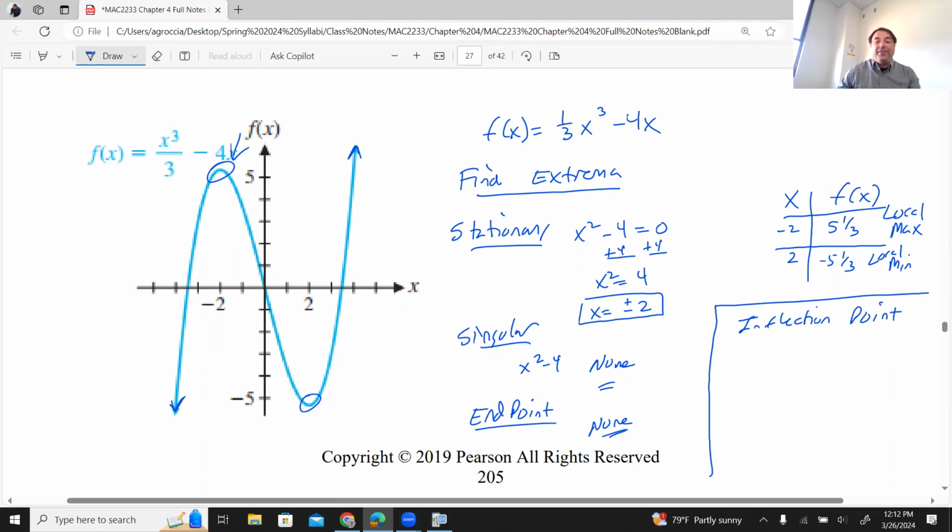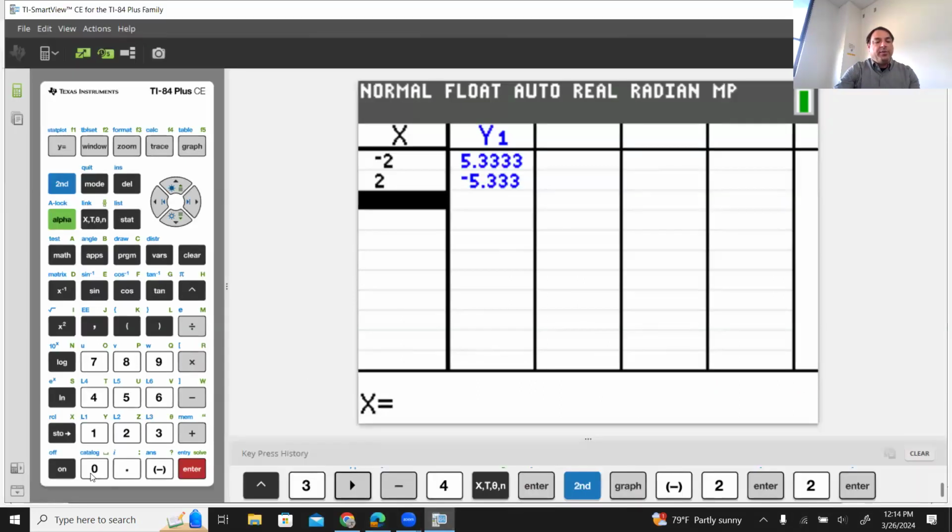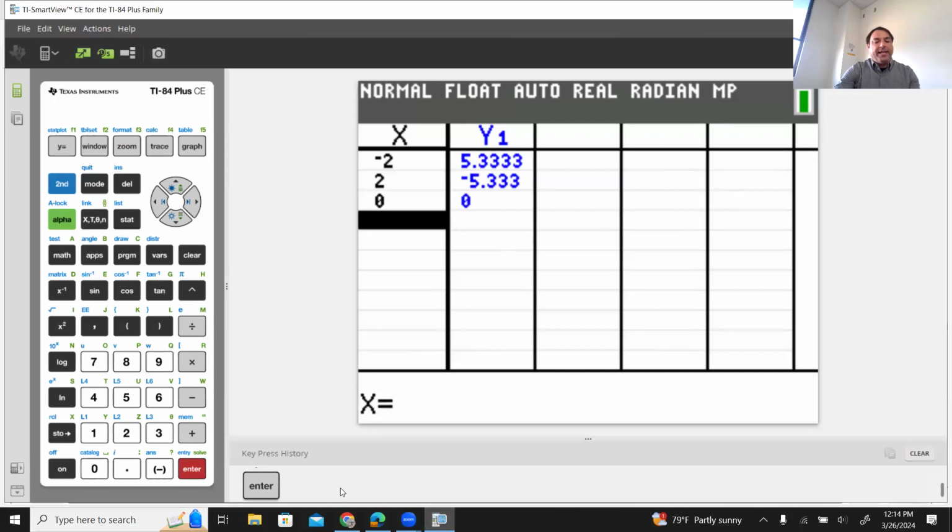And again, you have the graph. You can see if there's 1, 2, or none inflection points. Give it a try. Okay, so for inflection point, we take the second derivative. So the first derivative is x squared minus 4. The second derivative is 2x. We set the second derivative equal to 0, divide by 2, divide by 2, x equals 0. But remember, it's an inflection point. So we have 0 comma something. We got to figure out what that something is. So we go to the table, plug in 0, and you get 0, 0.